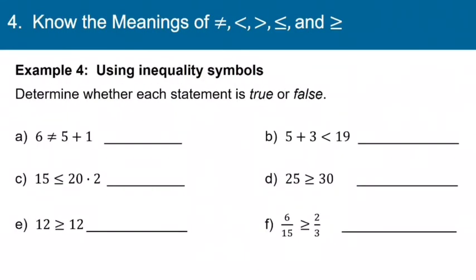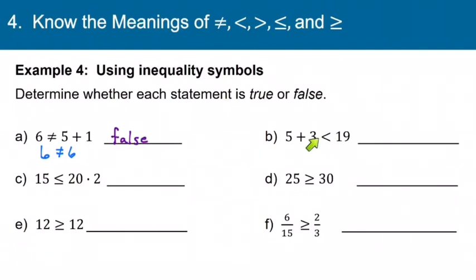Okay, now for example 4, we're going to determine whether each of these statements is true or false. So this one says 6 is not equal to 5 plus 1. Well, we know that 5 plus 1 is 6. So basically what this is saying is that 6 is not equal to 6. Well, that's nonsense. Of course 6 is equal to 6. So this statement is false.